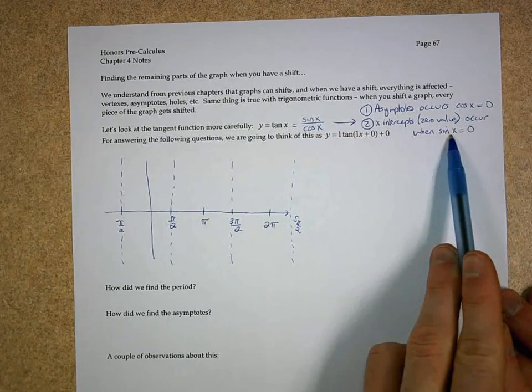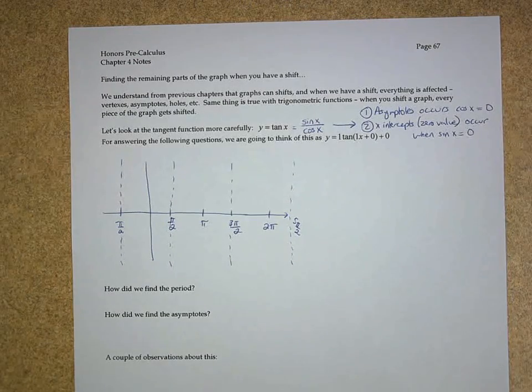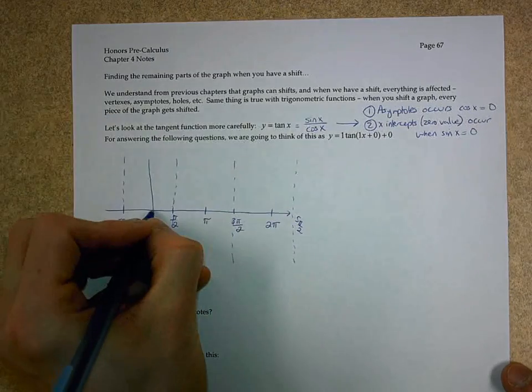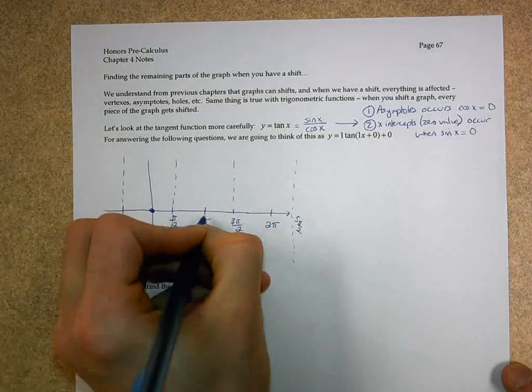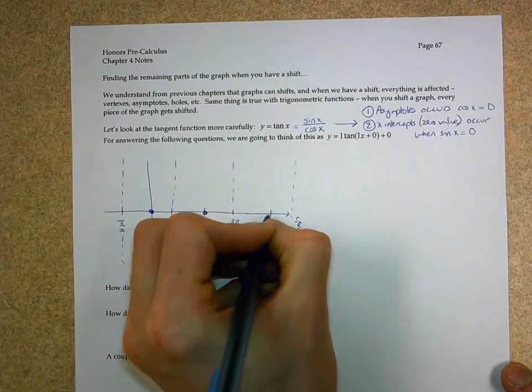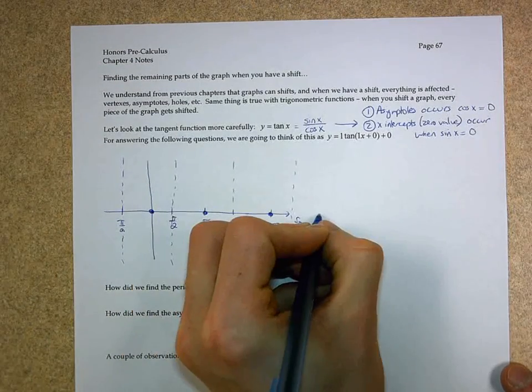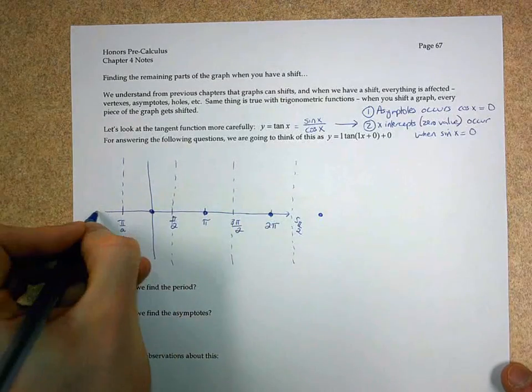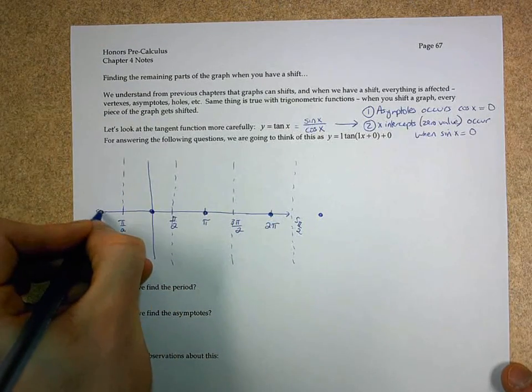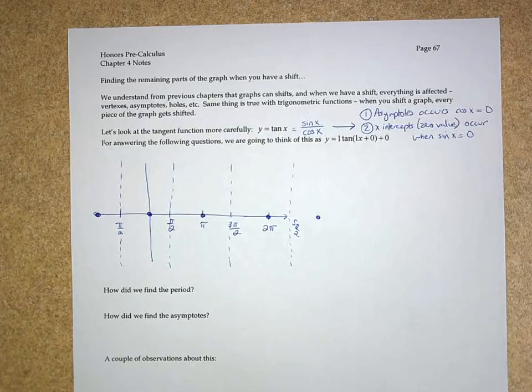X-intercepts occur when sine is equal to 0. And if you remember back, the zeros are in the format x equals n pi, where n is any integer. So that means at 0 pi I'm going to have an x-intercept, 1 pi I'm going to have an x-intercept, 2 pi, if I were to continue over here to 3 pi, and then over here at negative pi, all x-intercepts.